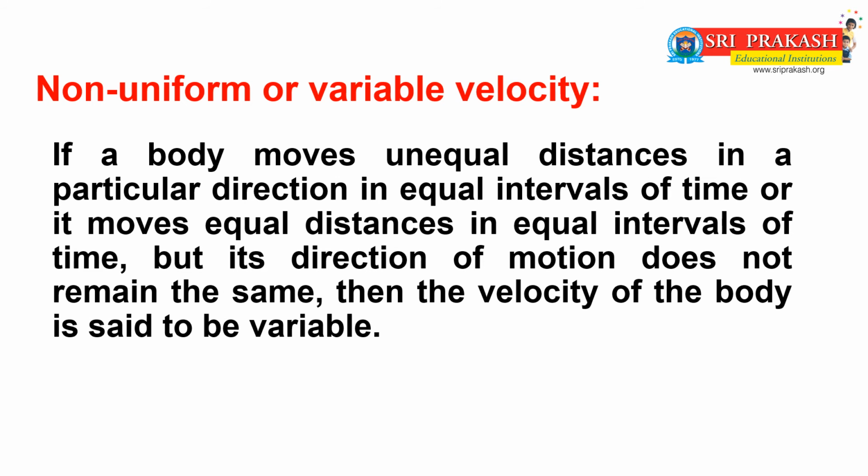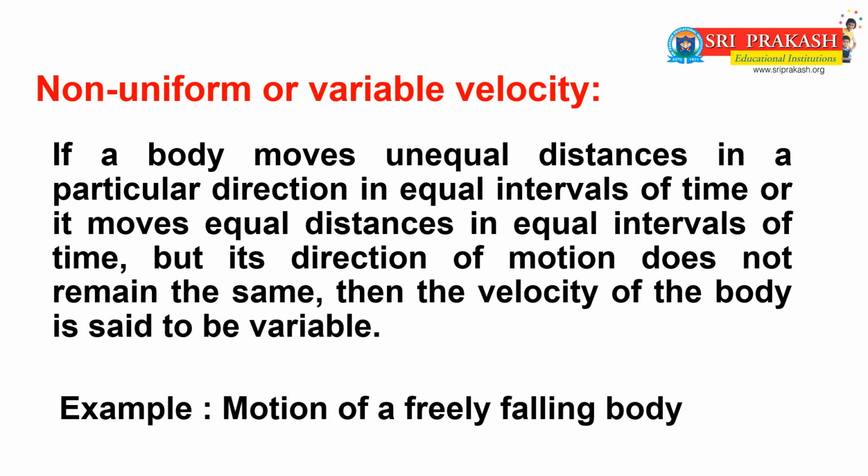According to the definition, if a body moves unequal distances in a particular direction in equal intervals of time, it is a case where, though the direction is the same, the distance covered is unequal, then it is a variable velocity. Or it moves equal distances in equal intervals of time but its direction of motion does not remain the same. It is the case where, though the magnitude of distance covered is equal in equal intervals of time, the direction does not remain the same, then in such a case the velocity is considered to be variable.